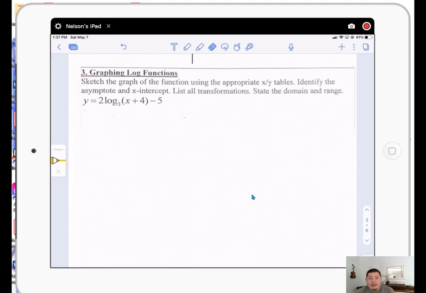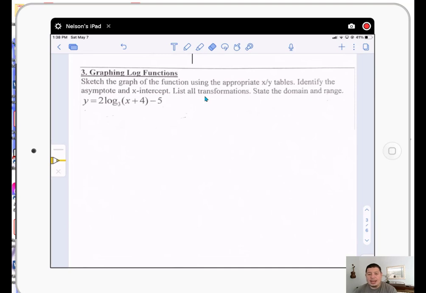All right, in this video, we're going to be working on graphing log functions. So let's go ahead and get started. Okay, so again, it goes on to say sketch the graph of the function using the appropriate x and y tables, identify asymptote and x-intercept, list all transformations, state the domain and range.